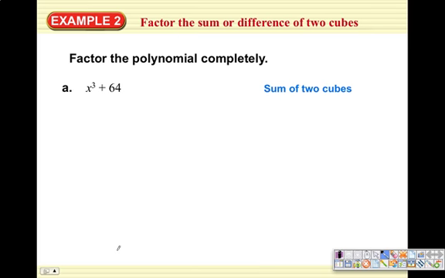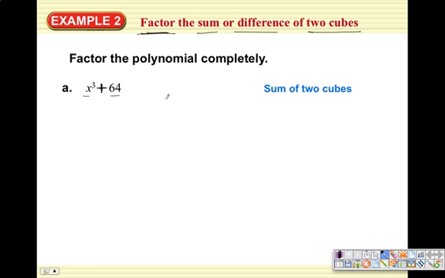Okay, for example number 2, we're going to factor again. Only this is the tricky part of today. Well, the sum or the difference of cubes. Now, you probably wouldn't have known how to factor this before because it's a sum. Usually you're used to a difference, right? So you might have left it alone. But if it's the sum of cubes, here's a cube, and 64 is actually a cube, which we're going to get to in a minute.